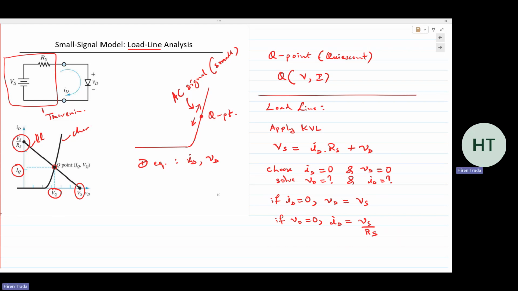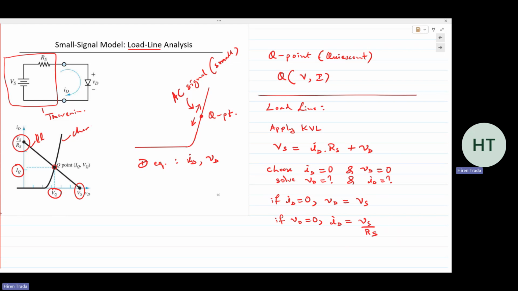Okay, that's the load line analysis. Now, the load line analysis is not always very helpful. It's a quick, I wouldn't say quick and easy, but it's one of the tools at our disposal that we can use for analyzing a circuit.